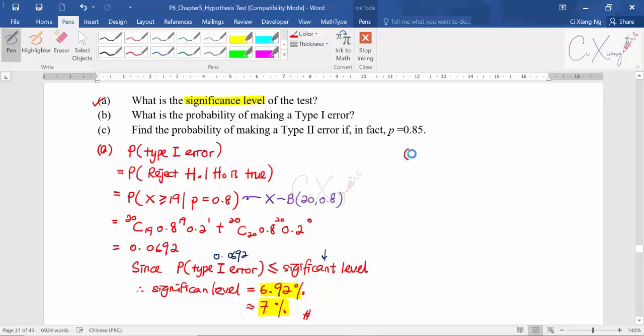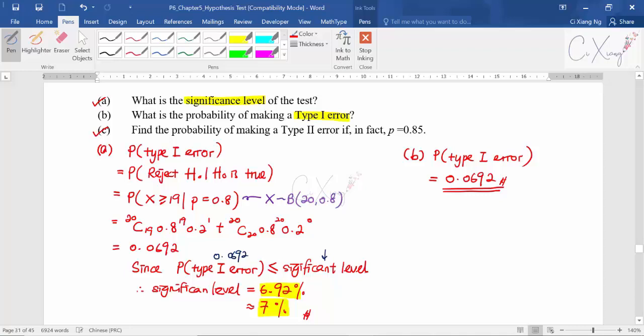Then for part B, they are asking what is the probability of making a type 1 error. You already carried out the calculation in part A, so you just write out the answer 0.0692, because it should be the same. This is the value that you get for type 1 error. So your type 1 error should be 0.0692. Then continue to part C.